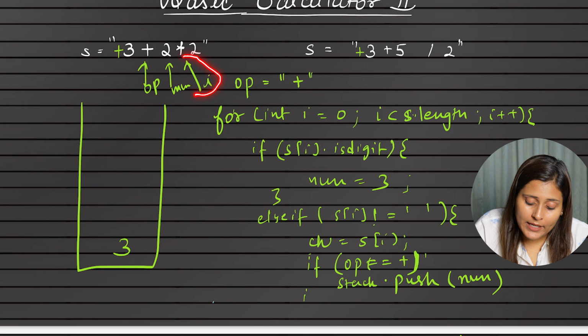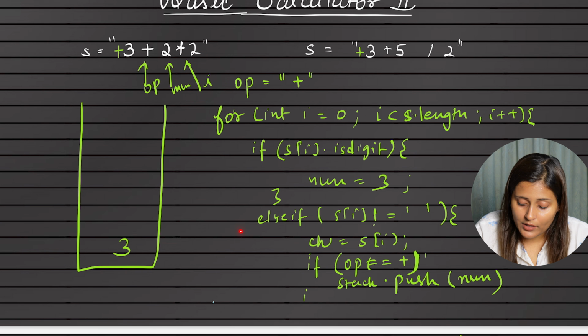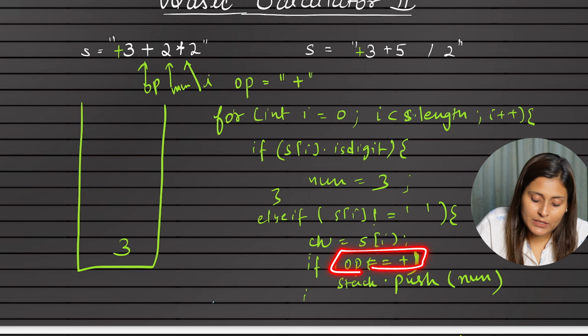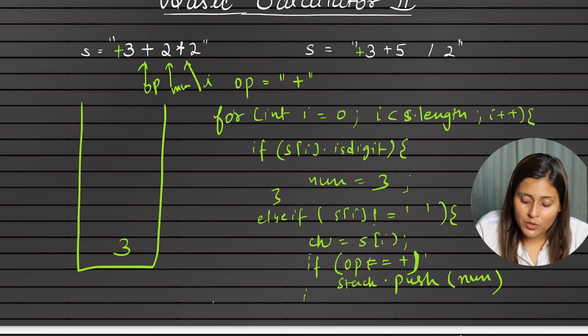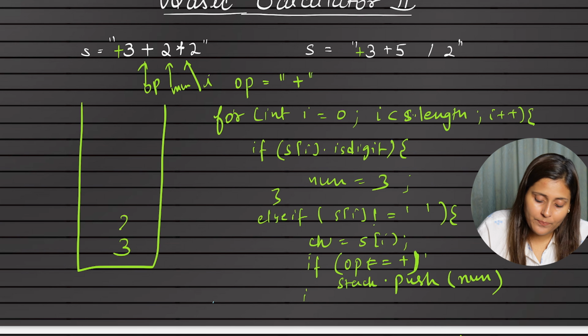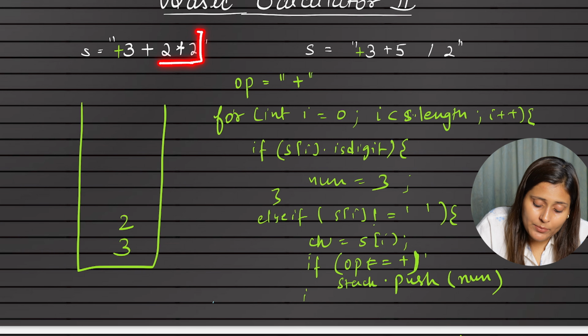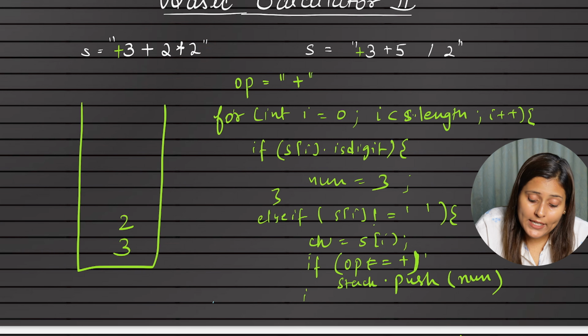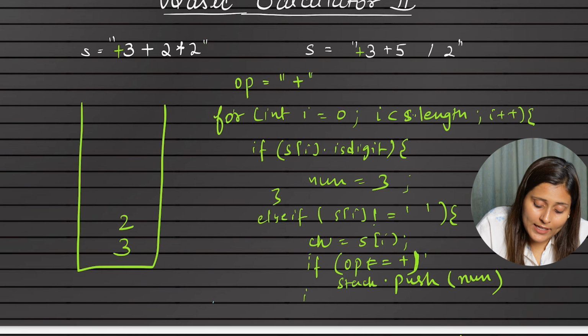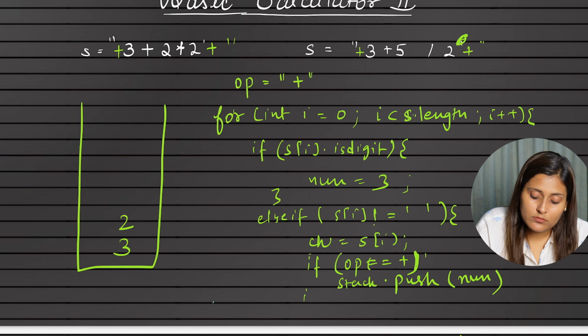Again, when we reach the next operator, which is multiply, we'll go here and check if the previous operator is plus. The previous operator is definitely plus, so in the stack we'll push 2 again. As you know, we are solving the previous two only when we encounter an operator, correct? So at the end we have to add a plus sign, okay.